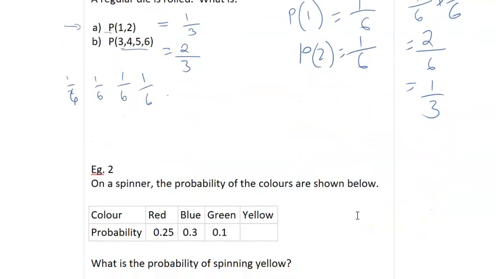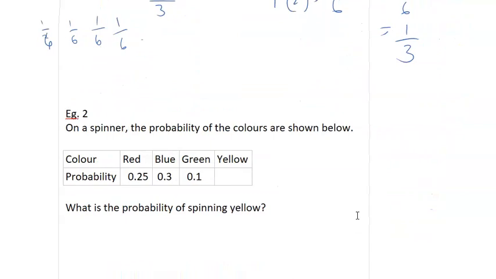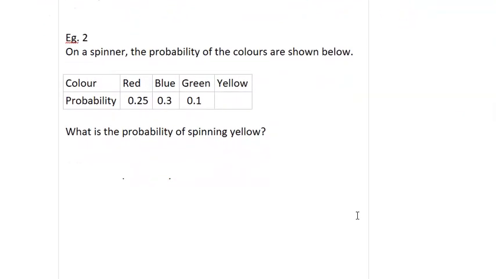Example number 2. Okay. On a spinner, the probabilities of the colors are shown below. So what's the probability of spinning yellow? Okay, so again, on a spinner, they're mutually exclusive. You're not going to get green and yellow at the same time. Because they're mutually exclusive, I know all the probabilities must add up to 1. So I'm going to add all of them up first.